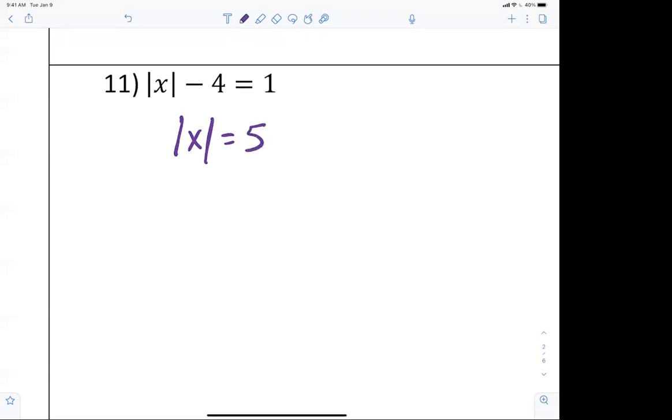Now, of course, if you're sitting there going, why does 1 plus 4 equal 5? I will be happy to tell you. Anybody have any questions with that?